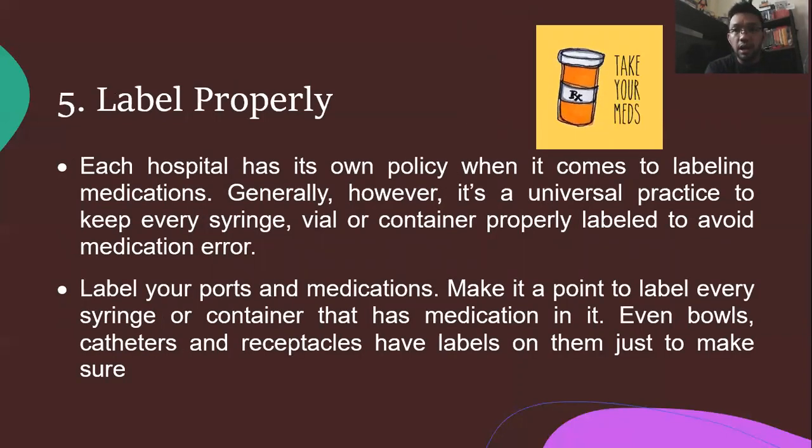Number five, label properly. Each hospital has its own policy when it comes to labeling medications. Generally, however, it's a universal practice to keep every syringe, vial, or container properly labeled to avoid medication error. So we need to label containers or vials, even syringes, in order to properly know what type of medicine or drug we are going to administer to each of our patients.